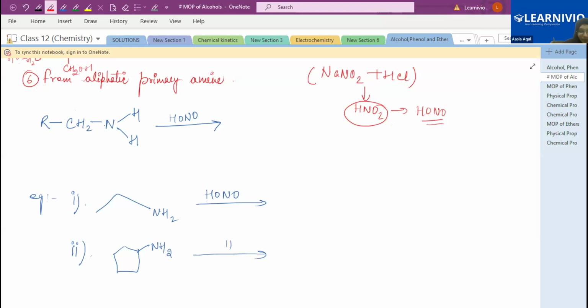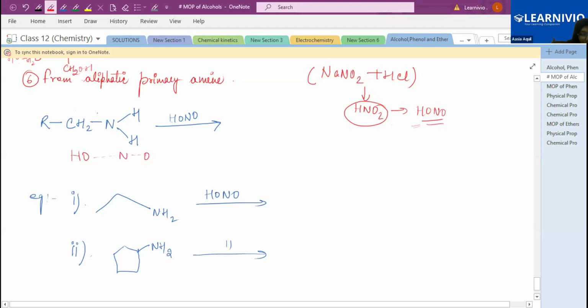So what happens when you take the aliphatic primary amine? What is amine? This is the NH2 group. When the NH2 group is attached to the aliphatic chain, it is known as an aliphatic primary amine. Now, when you use the reagent NaNO2 plus HCl, it will give you HONO. Now what happens over here? This HONO comes and makes a bond with this, and this is your NO, right?